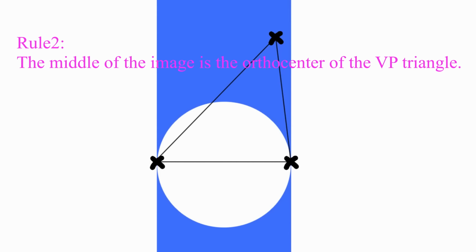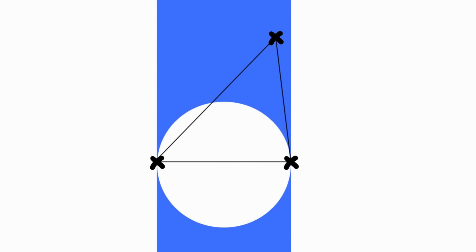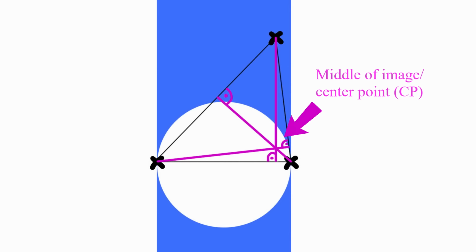The middle of your image is the orthocenter of the vanishing point triangle. In case you don't remember from school, the orthocenter of a triangle is the intersection of its altitudes. This way you can easily determine the middle of your image. From now on we will refer to the middle of the image as the center point.